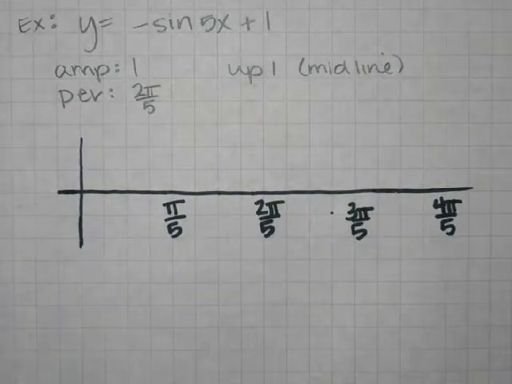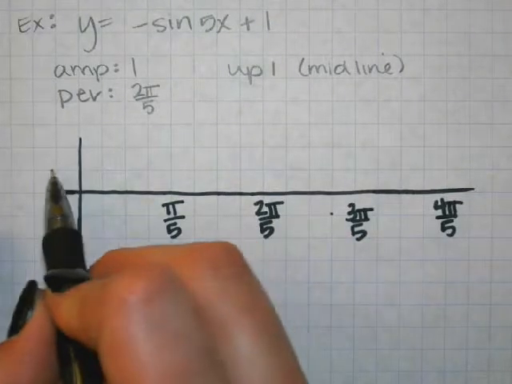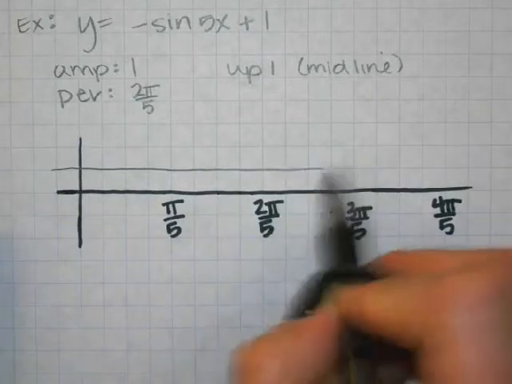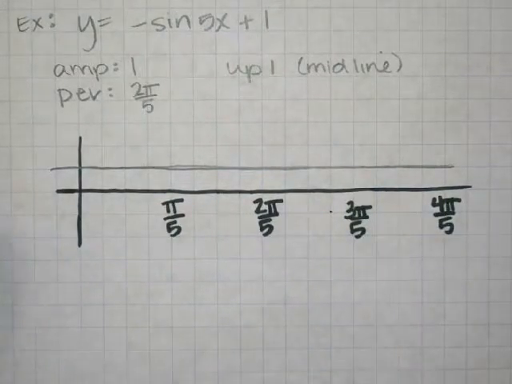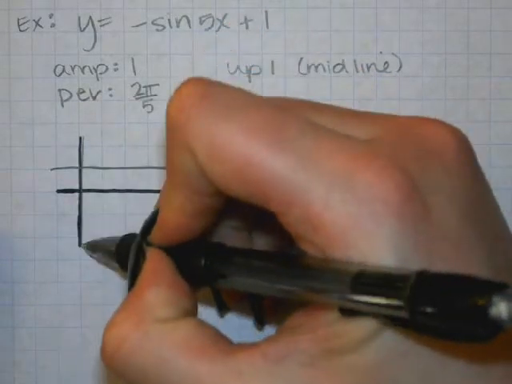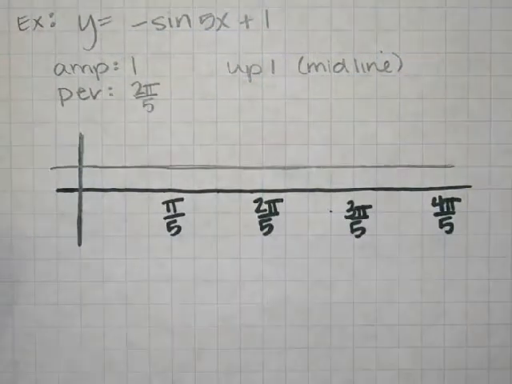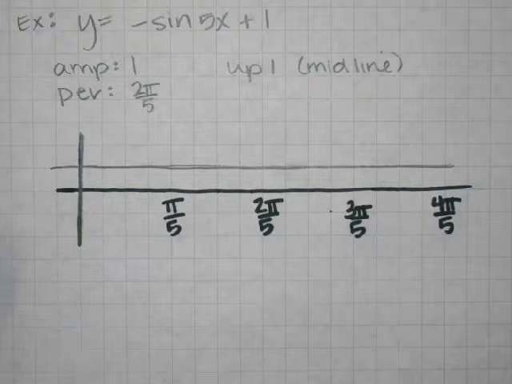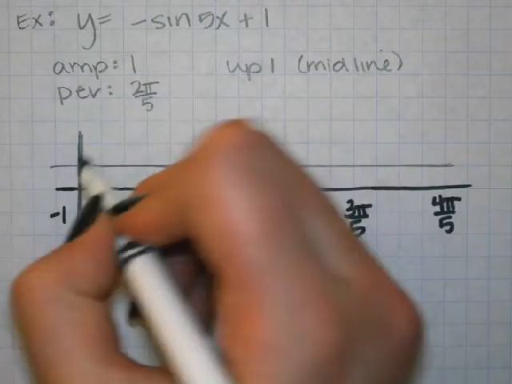So at this point, I'm going to switch colors. I'm either going to use a new marker or a pencil or something. And now I'm going to go ahead and draw my midline. So my midline is at 1. And since this graph did not shift to the left or right at all, I'm going to draw this line right here on the y-axis. It's just going to stay in the same place. And I should have labeled these. I'm going by ones. So that's -1, that's +1.